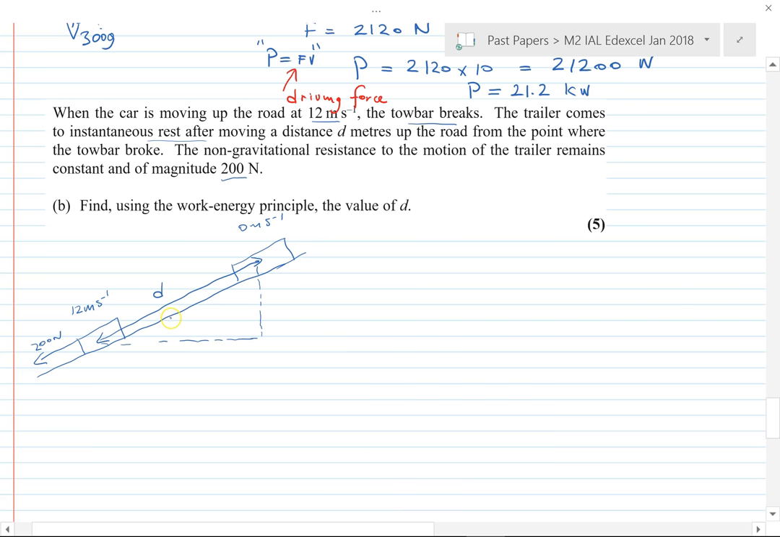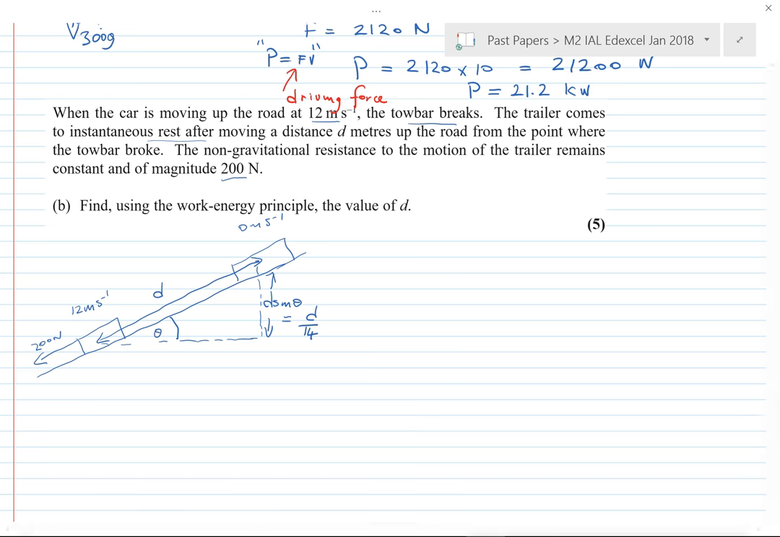We'll call this angle theta. That angle's theta, so the vertical distance is going to be d sine theta. We're going to need that for working out the potential energy. And d sine theta, therefore, is d over 14, because sine theta is 1 over 14.